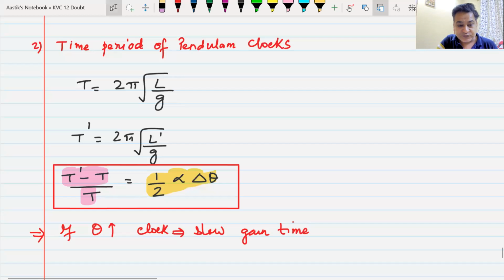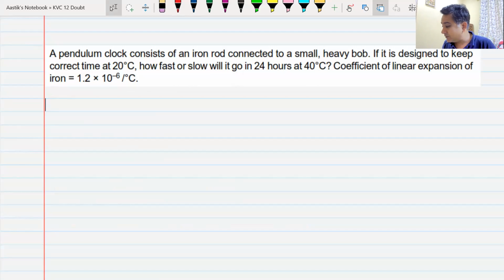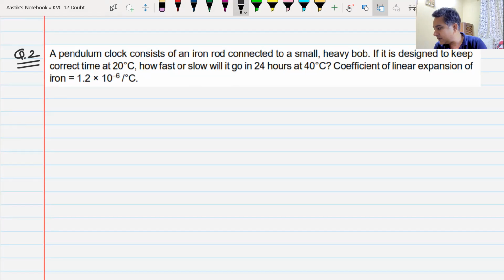And this is the question, straight away, very simple one. Don't have to exert yourself. This is just to understand that once you understand a concept, if you get a question on that, it is a simple one. So a pendulum clock consists of an iron rod connected to a small heavy block. It is designed to keep correct time, and so it is calibrated at 20 degrees Celsius. How fast or how slow will it go in 24 hours at 40 degrees Celsius?